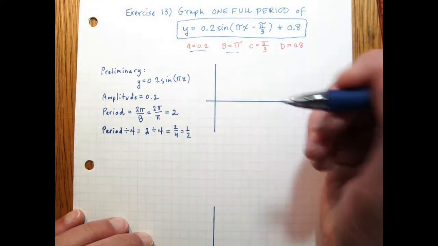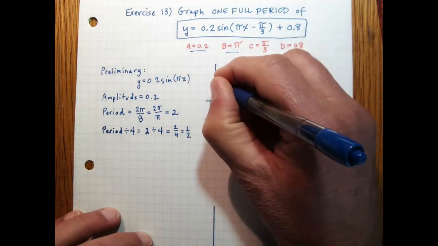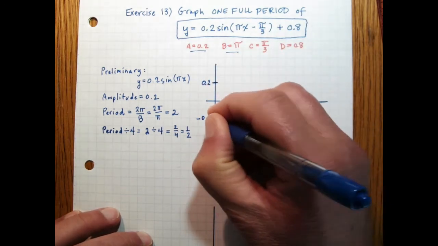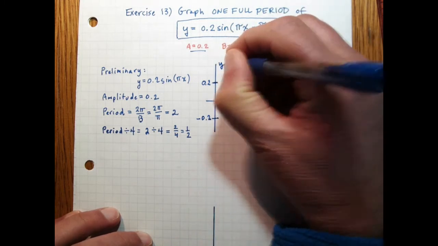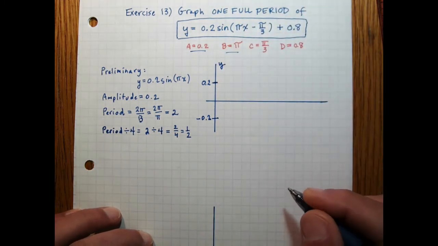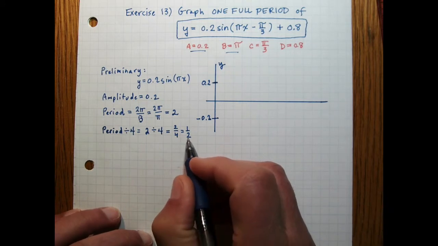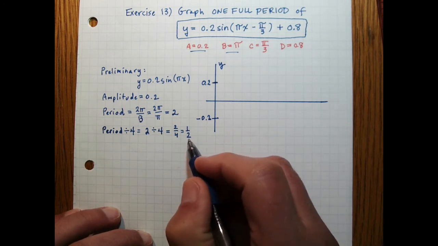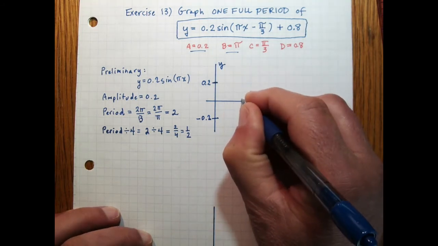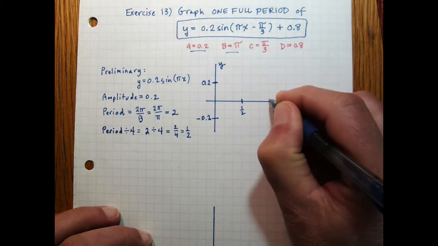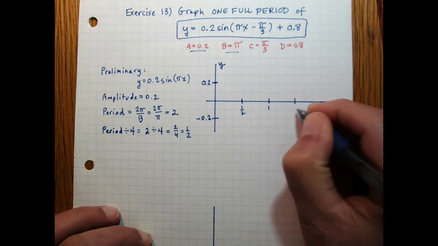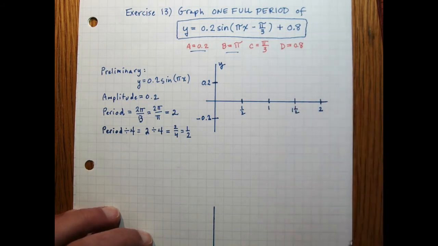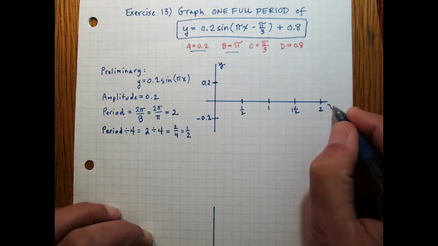Since the amplitude is 0.2, I want 0.2 and negative 0.2 to be labeled on my y-axis. On my x-axis, since the period cut into 4 pieces gives me a half, I want to label every 1/2 unit. So I'm going to go 1/2. Another half is 1. Another half is 1.5. Another half is 2. And so that's my x-axis labeling.